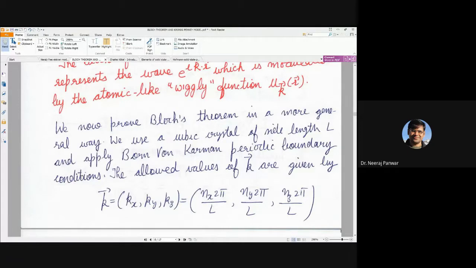We take a cube crystal of side length L, and we apply Born-von Karman periodic boundary conditions. This means that we join the opposite faces of the cube. The front face is joined with the back face, the left side face is joined with the right side face, and the upper face is joined with the bottom face. Under such circumstances, the wave vector will be quantized. It will have three components in three dimensions, kx, ky, and kz, quantized as 2 pi nx upon L, 2 pi ny upon L, 2 pi nz upon L, where nx, ny, nz are integers.